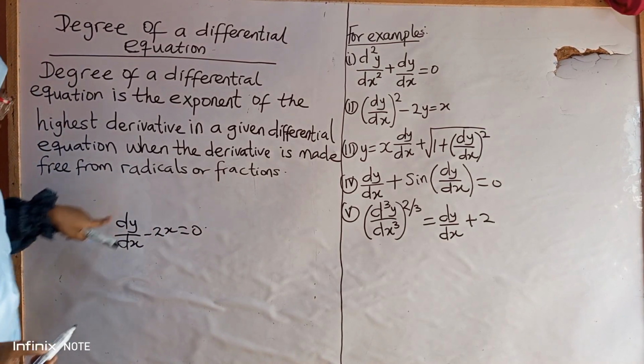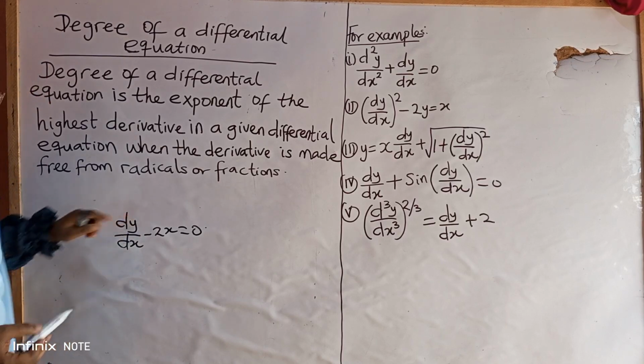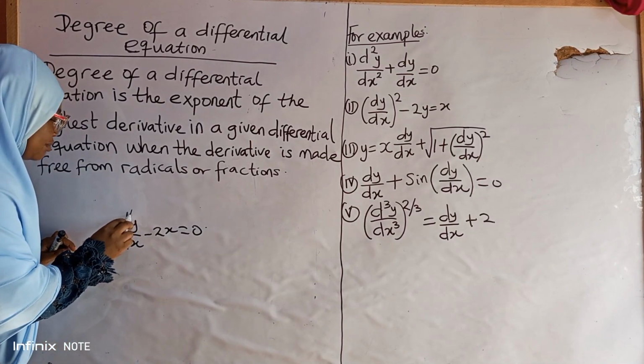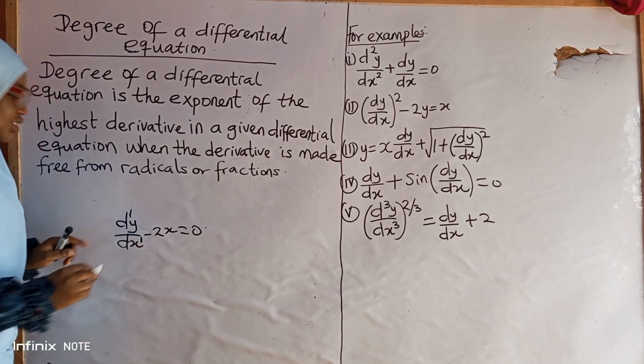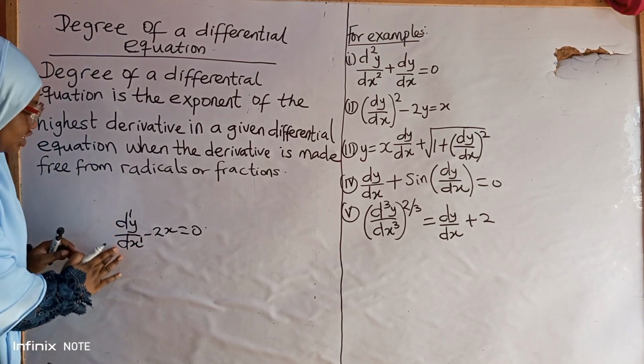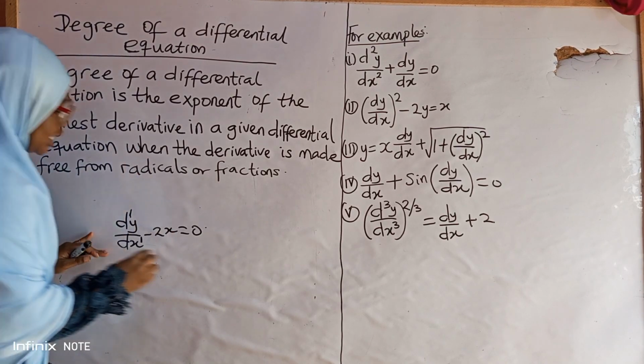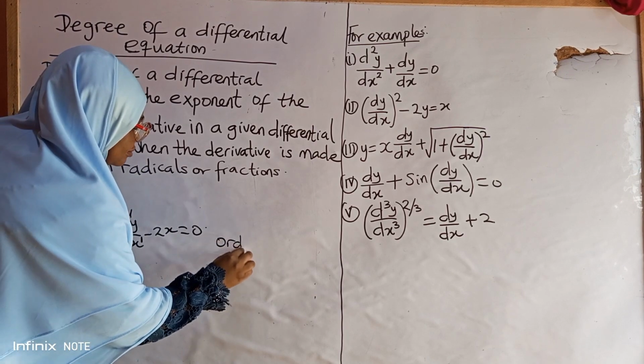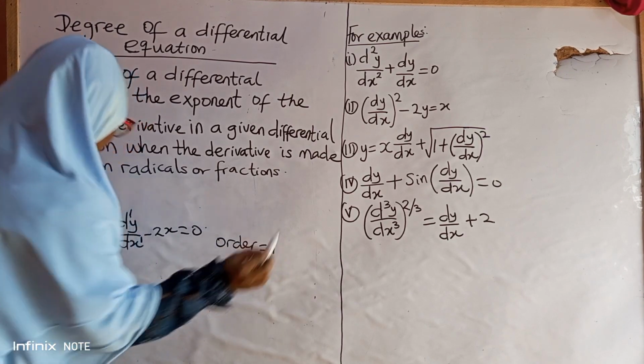What you need to do here to find the order is ask how many times was this one differentiated? You can see that it was differentiated once. So now you can say the order is equal to 1.